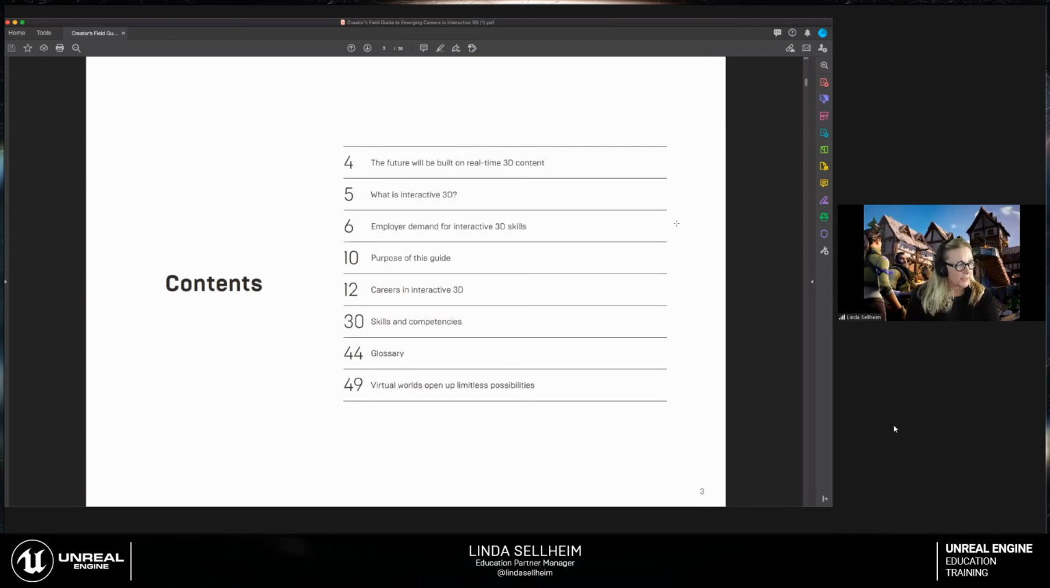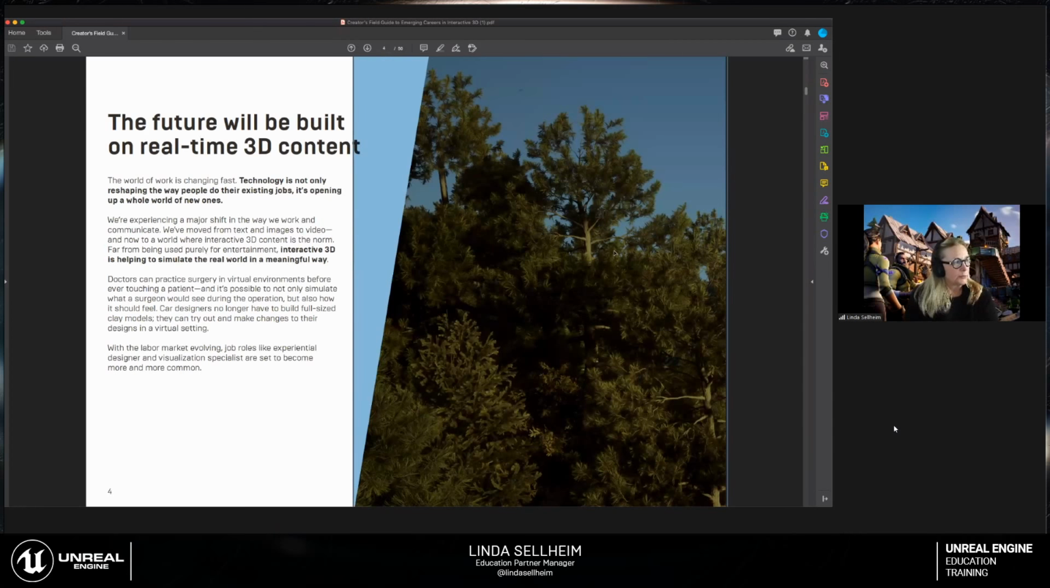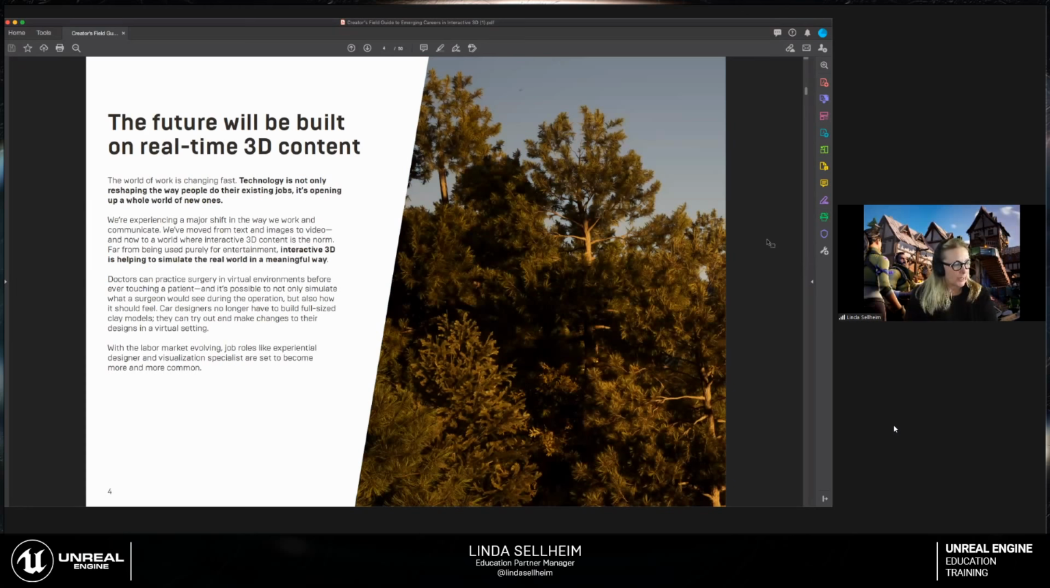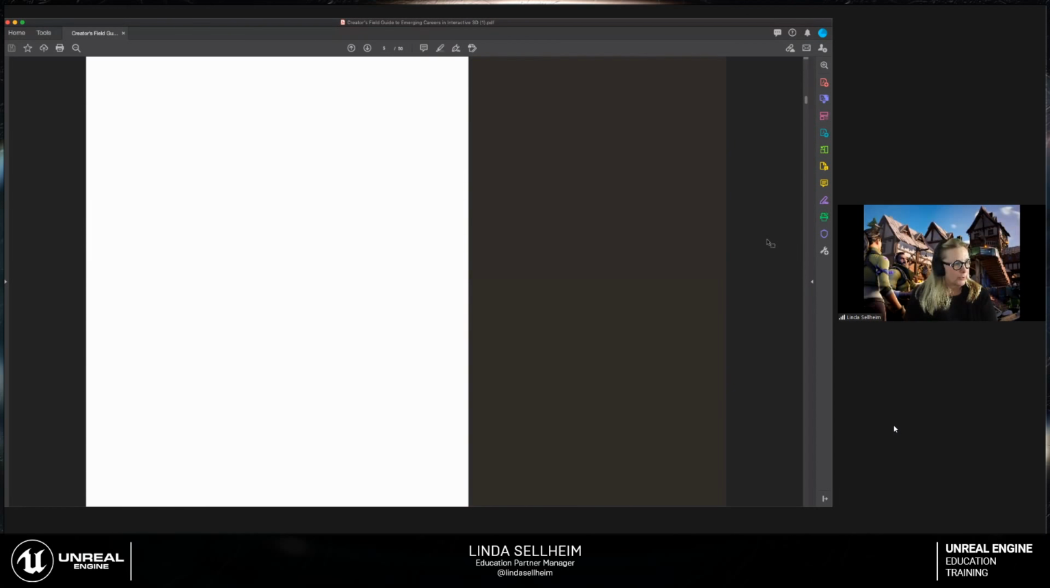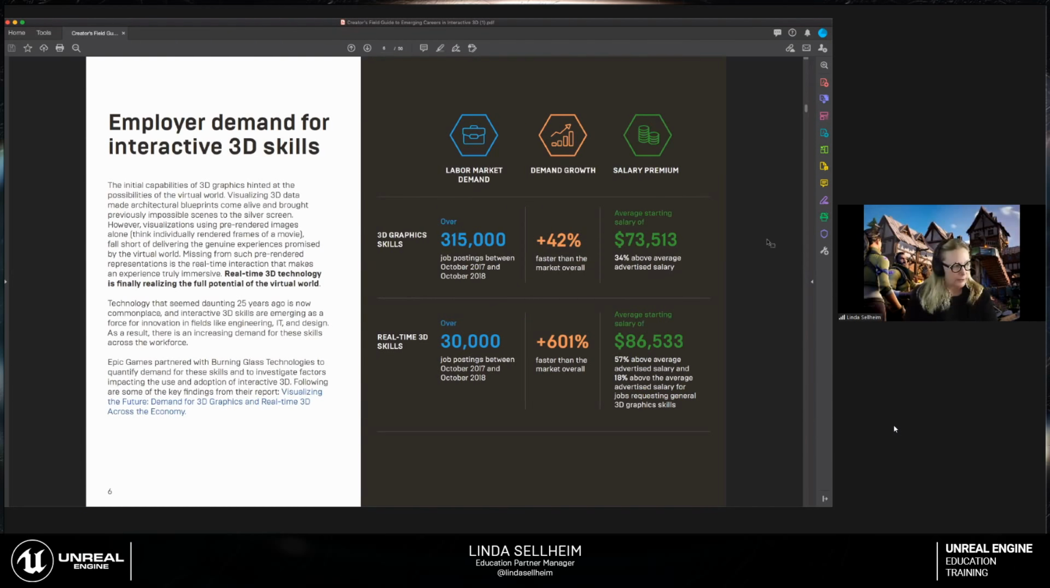I'm going to jump in. Obviously, there's a table of contents. It's a big guide. That's why I said don't get lost in the beautiful imagery. There's lots of guts in here. So I'm just going to jump down to some of the careers. We do talk a lot about explaining what is interactive 3D, and we've got a great new video out on YouTube that you should definitely check out, particularly if you're in the secondary space.